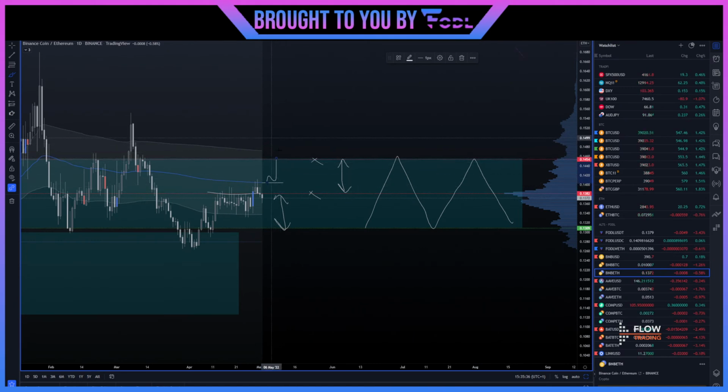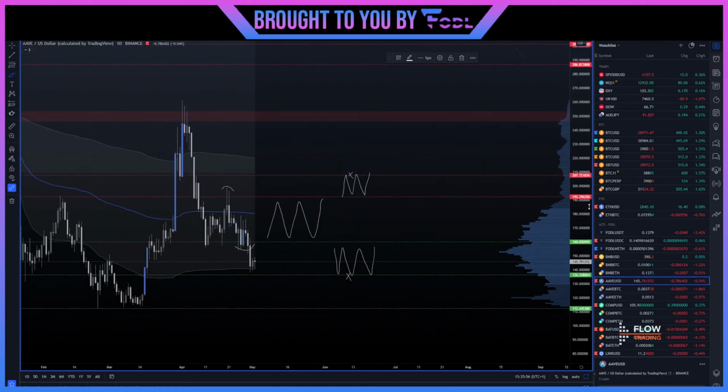If, however, Bitcoin dumps, or if this shows weakness versus Ethereum, then I do think that we lose the range low, and we go and target this level down here. At the moment it does look like it's hovering at resistance, which means that it wants to go up.